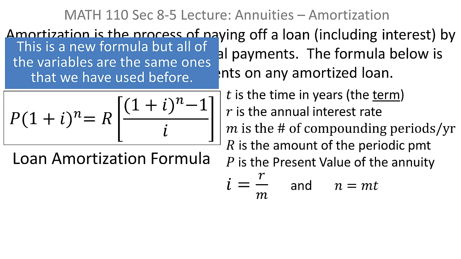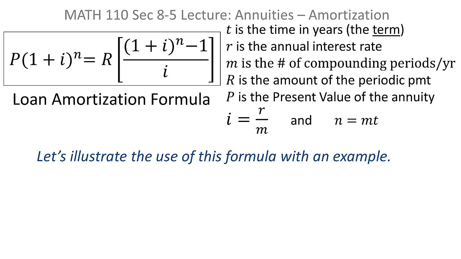And as usual, little i is the interest rate per period. It's the annual interest rate, little r, divided by little m, the number of compounding periods per year. And little n is m times t. All of this we know. And the best way is just to jump in with an example.